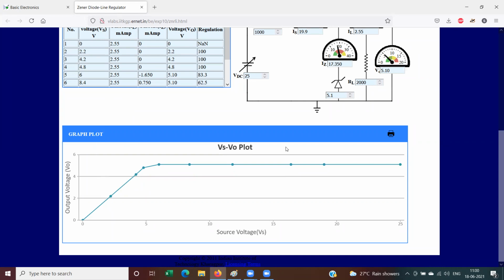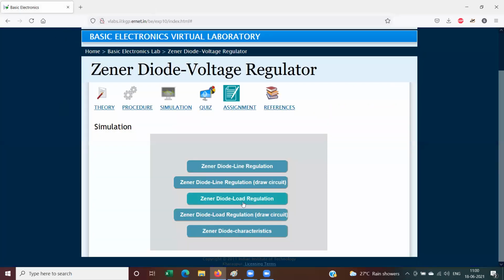All of you are getting this curve? All of you are getting this? Yes, sir. Okay. So if this is done, I think we can move to the final part of the lab. That is load regulation. The third one, this is the middle one.